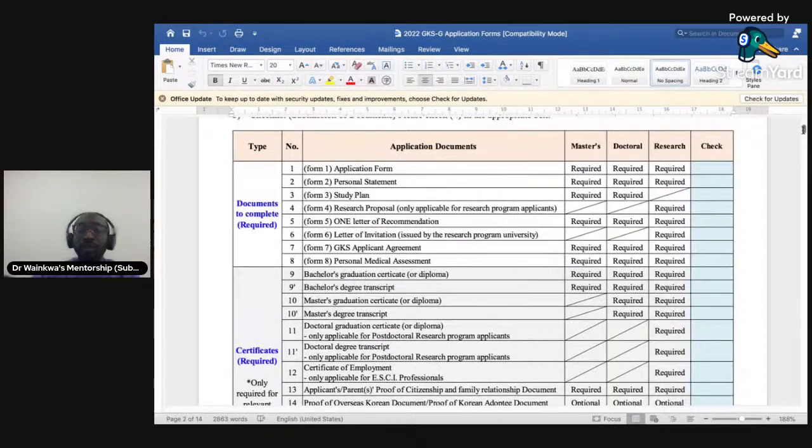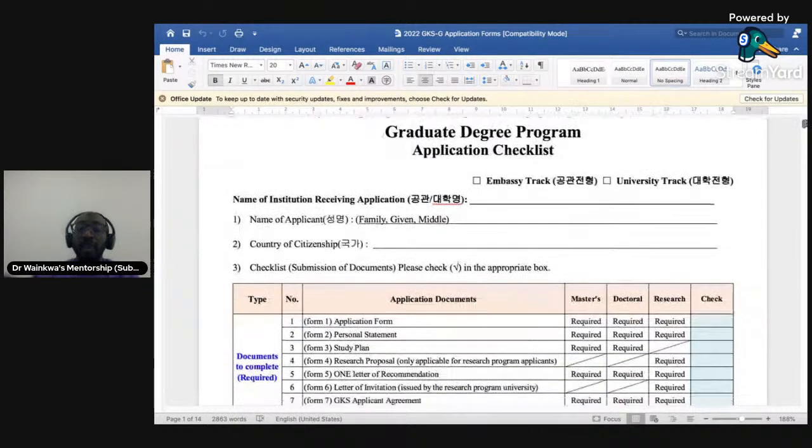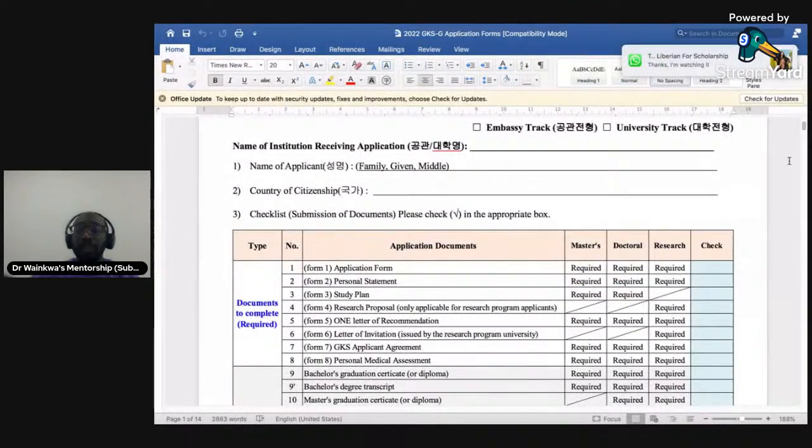The first one is your application form, where you fill in all your information, and then your country of citizenship. Please, it's very important that you mention your country of citizenship, because if you do not, they will be very confused as to which university you are applying for. That ends up making it difficult for whoever is evaluating you to be able to evaluate you.